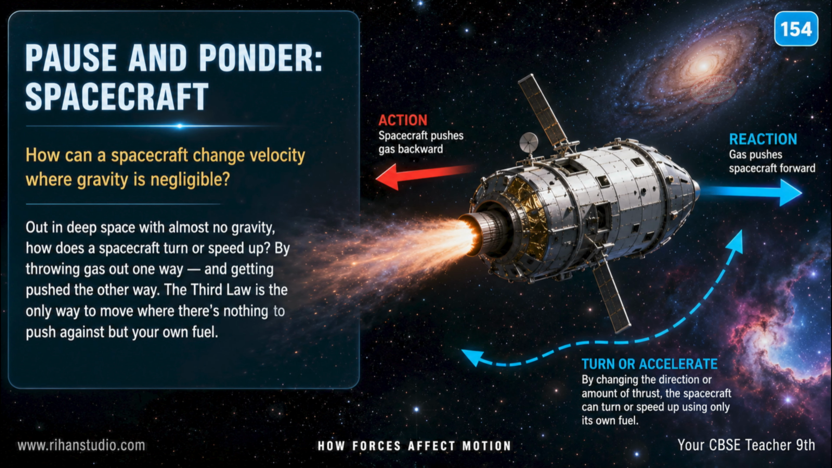Pause and ponder. Spacecraft. Out in deep space with almost no gravity, how does a spacecraft turn or speed up? By throwing gas out one way and getting pushed the other way. The third law is the only way to move where there's nothing to push against but your own fuel.